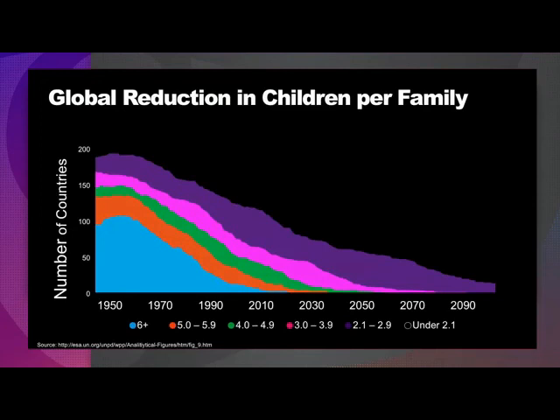This is global reduction in children per family. In the 1950s, over 100 countries on planet Earth had more than 6 children per family. Today, it's plummeted. My friends in Silicon Valley are worried about underpopulation of planet Earth, not overpopulation of planet Earth. You make a country better educated and healthier, it drops. Bill Gates has a great TED Talk on this story.